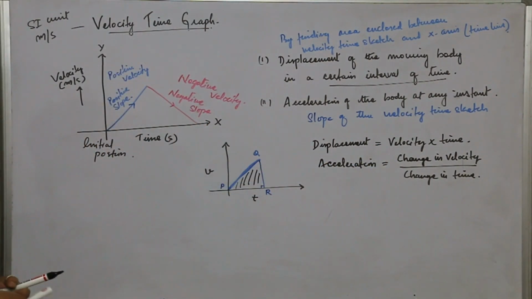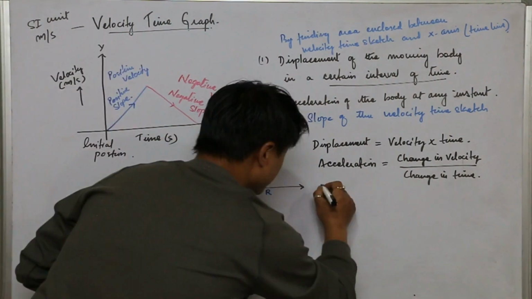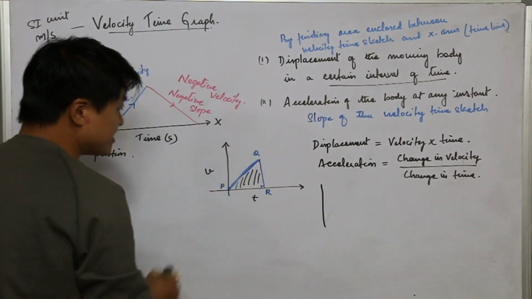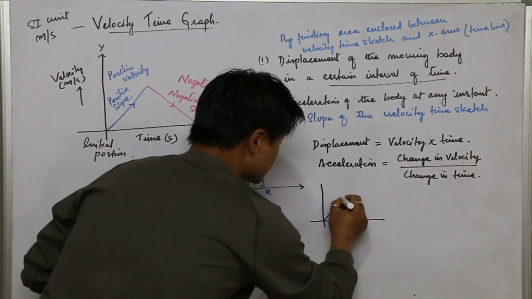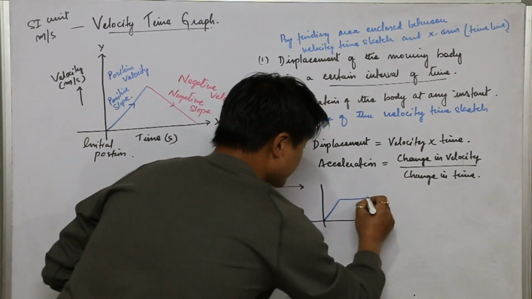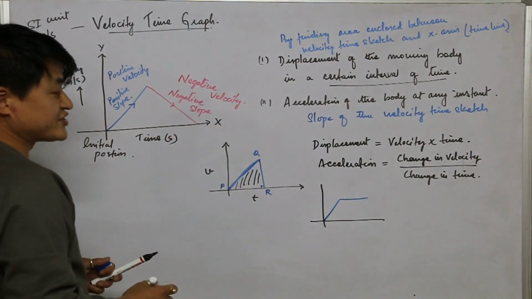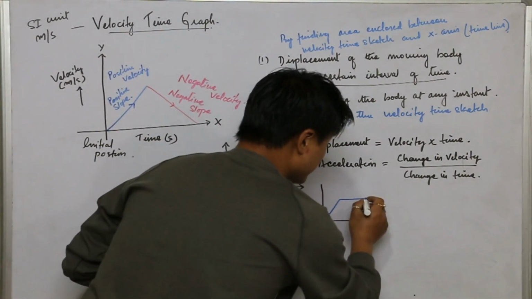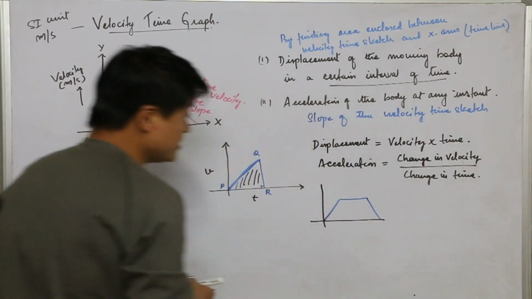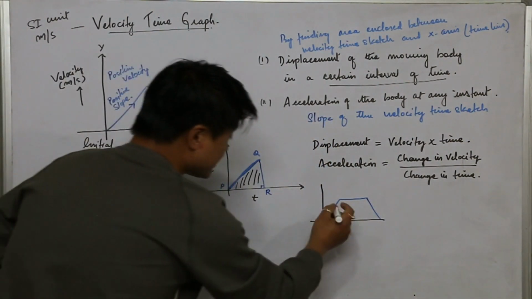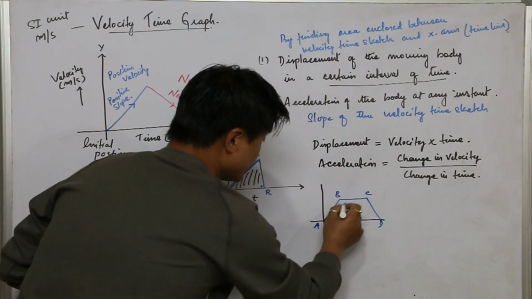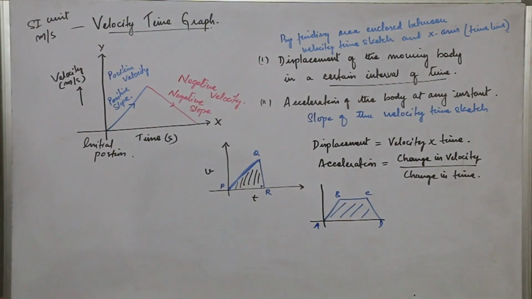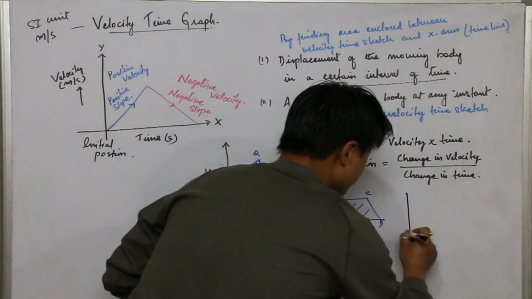You will find different kinds of graph in your class. One is this, where we are finding a triangle. So here, if you see this, the body is moving in this direction, and after that, for certain time, the body is moving with a constant velocity, and again the velocity of the body drops. Then the graph which we are getting is a trapezium, A, B, C, D. So area enclosed is a trapezium, and others also we find.